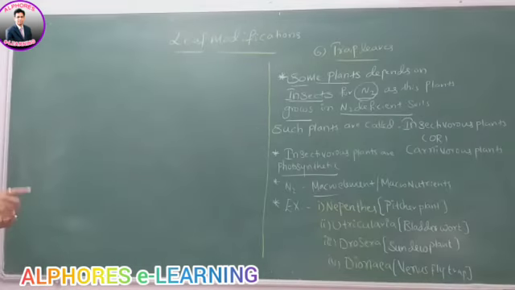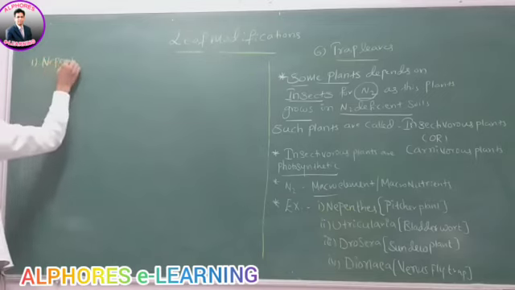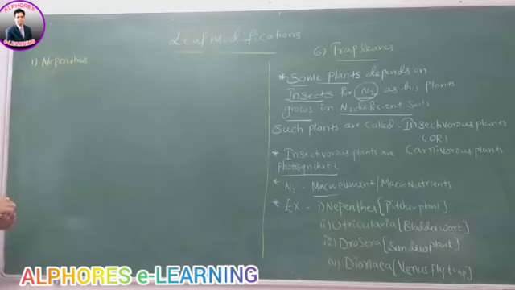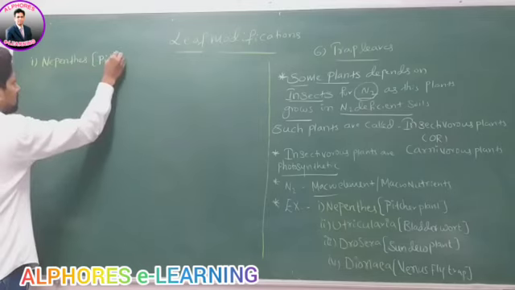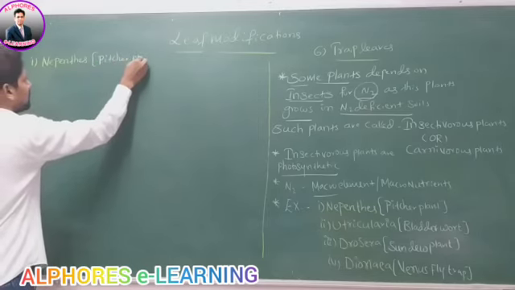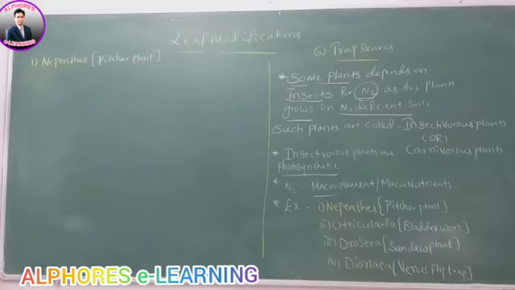First example, what is it? Nepenthes. What is the common name of Nepenthes? Pitcher plant. This Nepenthes in India grows in which forest? Assam forest. Generally, you can see this Nepenthes in Assam forest in India. Now, I am drawing this Nepenthes plant.